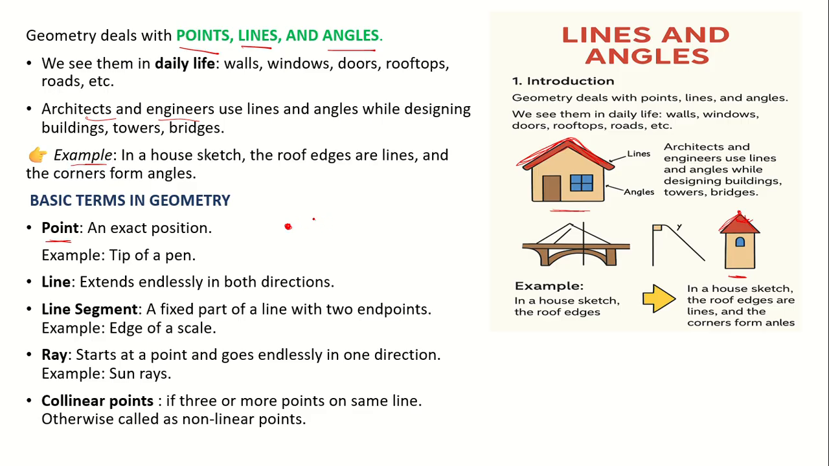Now this is a small point. A point can be drawn big or much bigger, but a point does not have any size or length. A point is an exact position which shows a location. An example is the tip of a pen, a pencil, or anything like this.